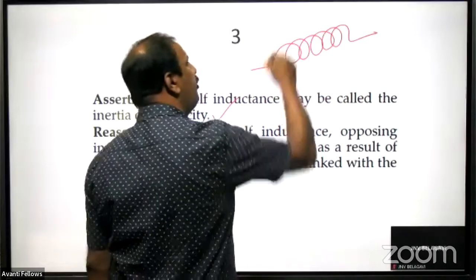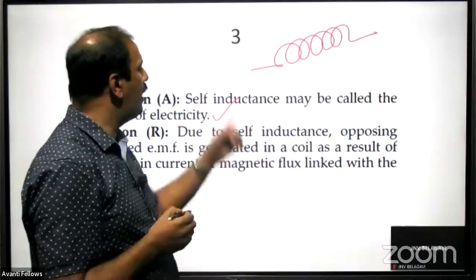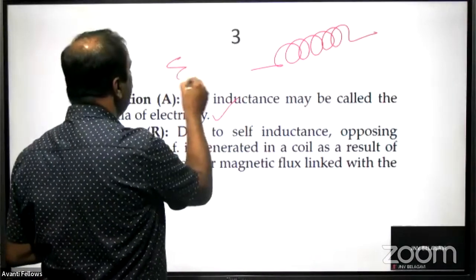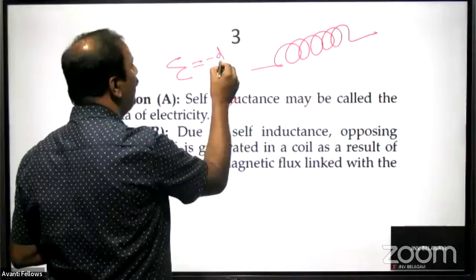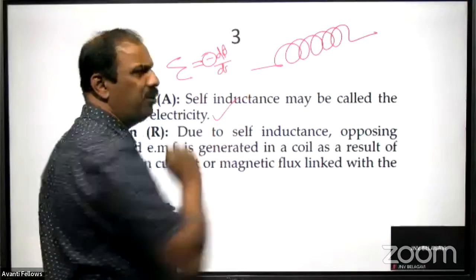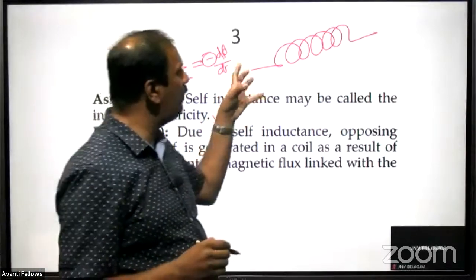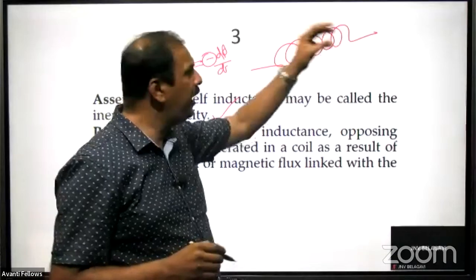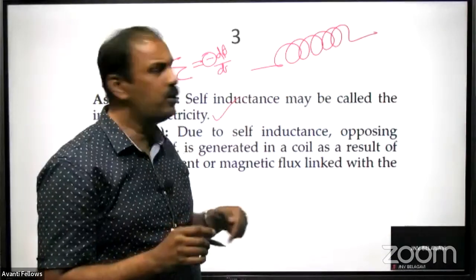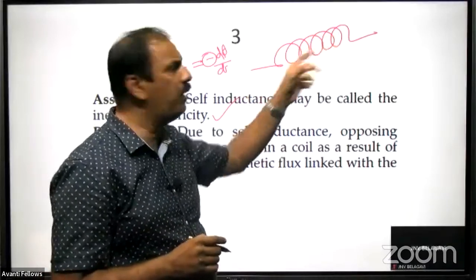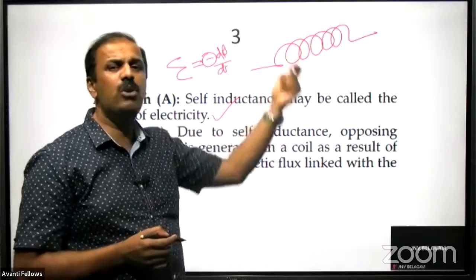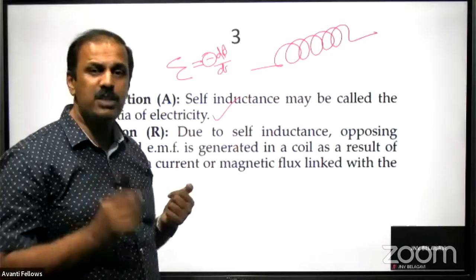If you are trying to increase the current in this coil, what will this inductance do? The induced EMF will be minus d phi by dt, there is a minus sign. It is opposing that. So you have an induced EMF in this coil, and that induced EMF will always be opposite to the applied EMF. You have a polarity or a sign when you are applying an EMF, and the induced EMF will always oppose it. So that's why it's called back EMF.